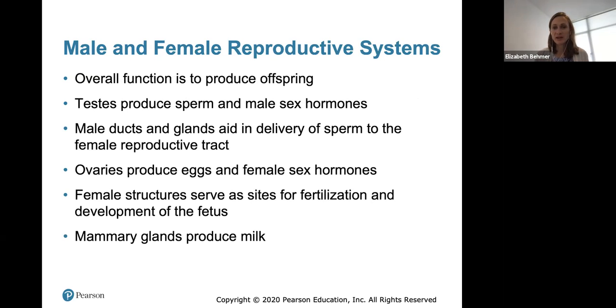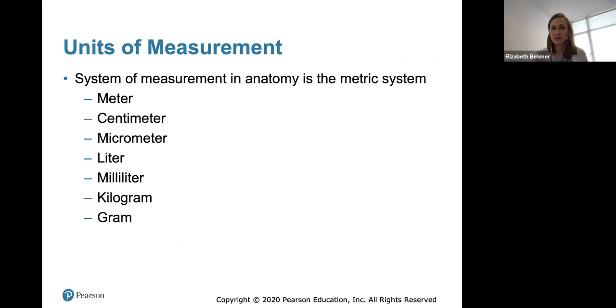Then we get to the reproductive systems. The overall function is to produce an offspring. The testes produce sperm and male sex hormones like testosterone. You have male ducts and glands that aid in the delivery of sperm to the female reproductive tract, where we get to ovaries, which produce eggs and female sex hormones like estrogen and progesterone. Your female structures serve as sites for fertilization and development of the fetus. Your mammary glands produce milk.